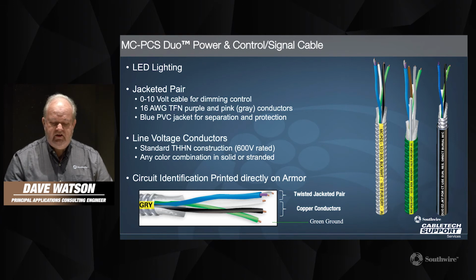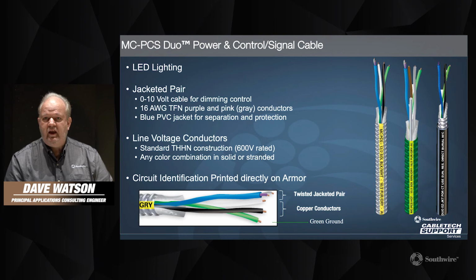Line voltage conductors are the standard products that we would have for MCAP cable. So standard THHN or XHHW conductors, and you can get any color combination in solid or stranded. And again, we can make customized versions just like with our other MC cable products, MCAP products. We can make variations on these for you.